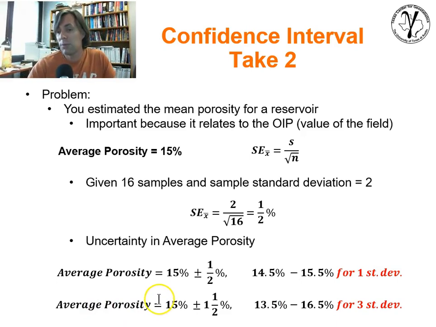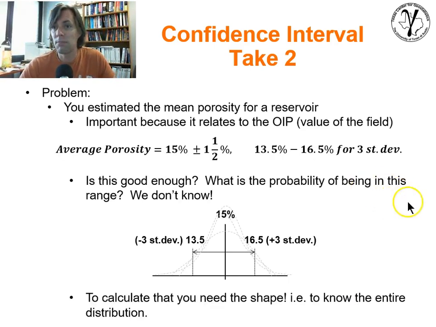The average porosity would be 15% plus or minus 1.5% for 3 standard deviations, so that would be between 13.5 and 16.5% porosity. So that's good. You could provide that as an uncertainty model. So you're good to go. But here's the problem. Is it good enough?